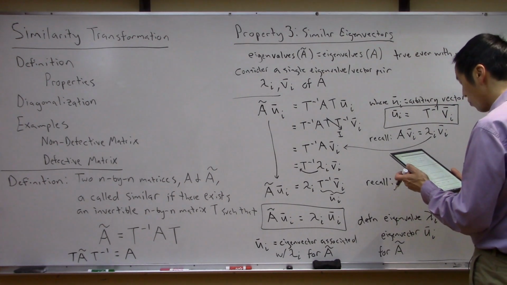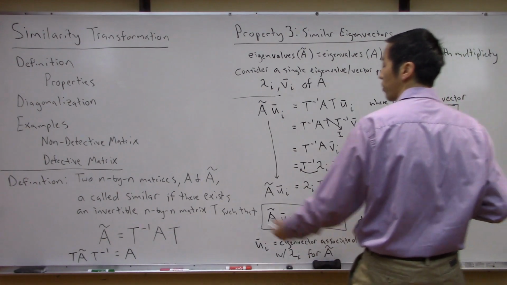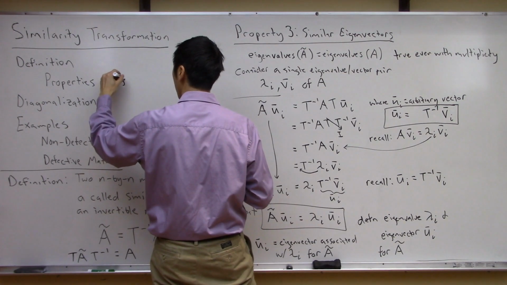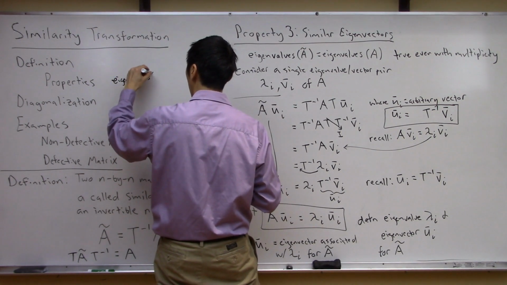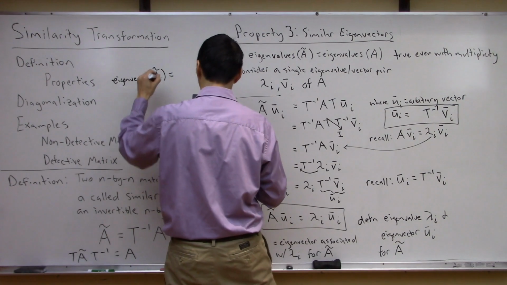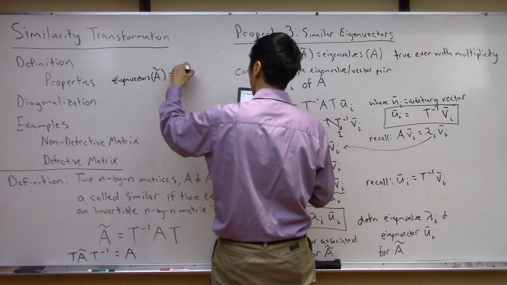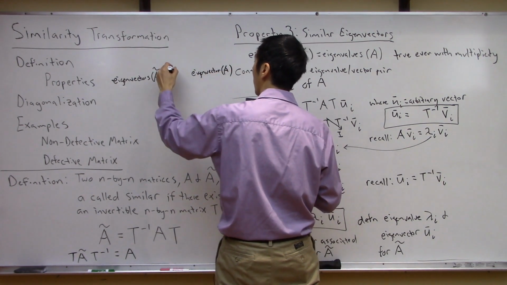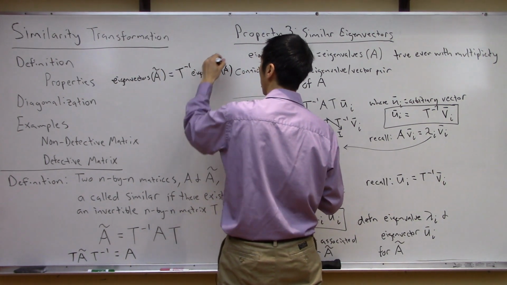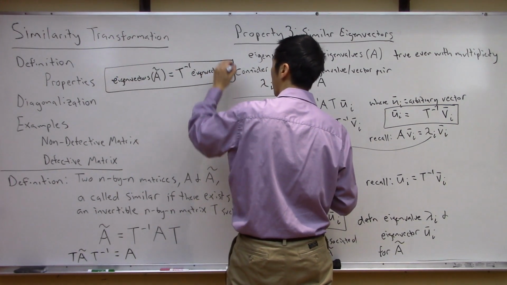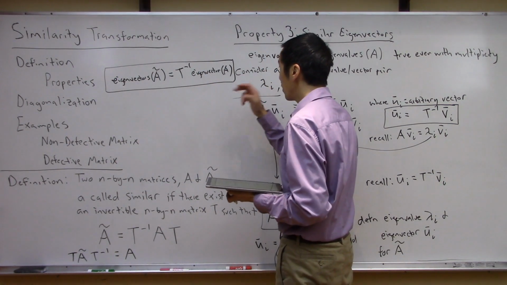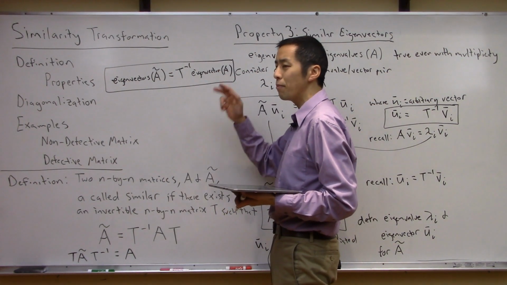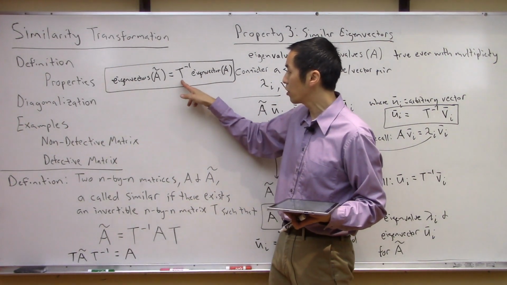So at the end of the day, what we end up with is, shoot, I ran out of room. I guess I can write it over here. So the end of property number 3 is that the eigenvectors of A tilde are the eigenvectors of A, but then you have to pre-multiply by T inverse, right? So this is the takeaway for property number 3, is that the eigenvectors of A tilde are related or similar to the eigenvectors of A, but they're not exactly the same. You need this T inverse.